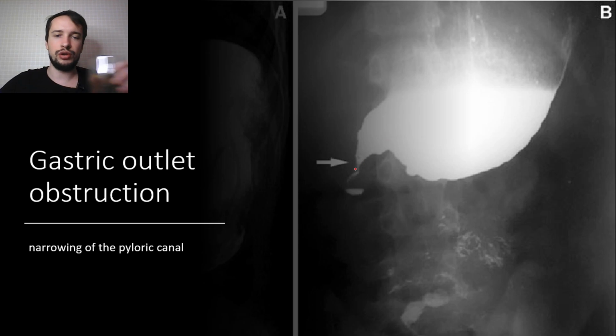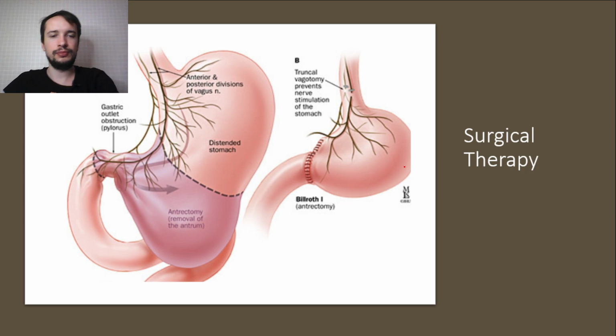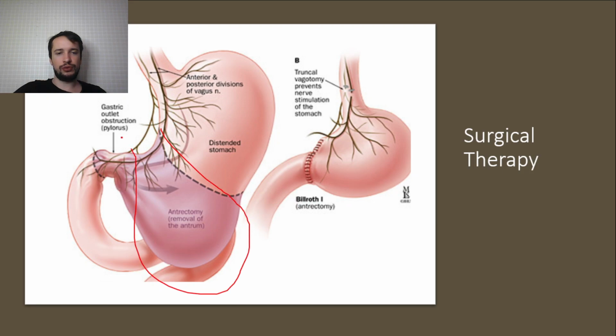There in the X-ray you see pylorostenosis, yeah, and we see a big stomach. Surgical therapy: we need to remove this part of the stomach, yeah, and do a Billroth 1 resection.